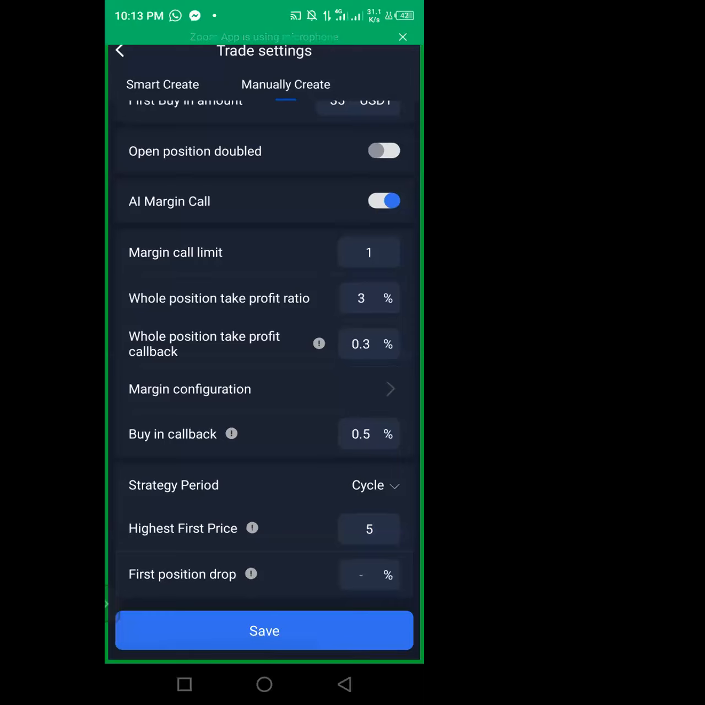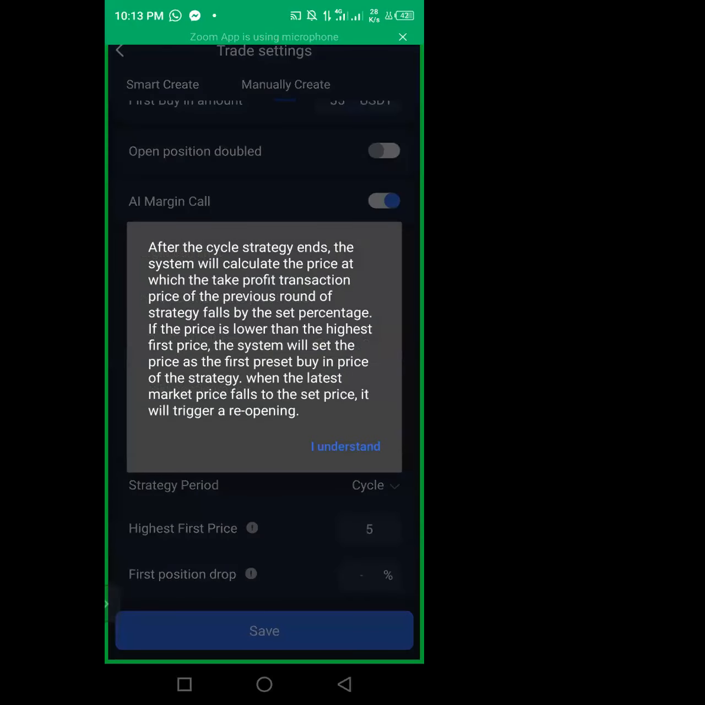So I've explained the highest first price. Then the second one is the first position drop. So let me explain. After the cycle strategy ends, the cycle will calculate the price at which the take profit transaction price of the previous round of strategy falls by the set percentage. If the price is lower than the highest first price, the system will set the price as the first preset buy-in price of the strategy. When the latest market price falls to the set price, it will trigger a reopen.